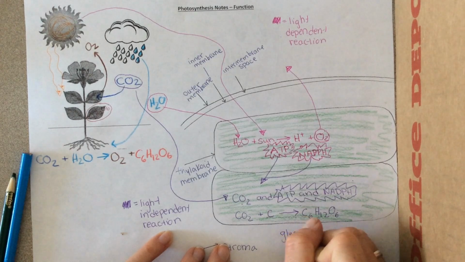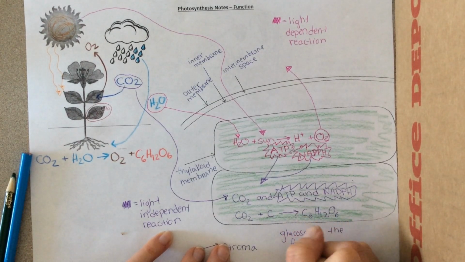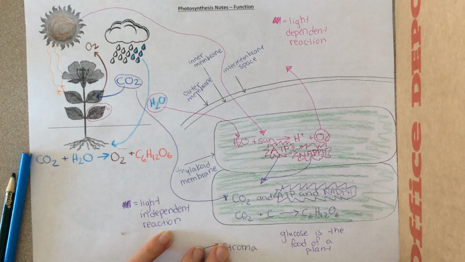Glucose is the food of a plant. You and I get to go and eat a hamburger and French fries, and it's delicious. Plants can't do that, so they have to make their own food, so they make glucose.